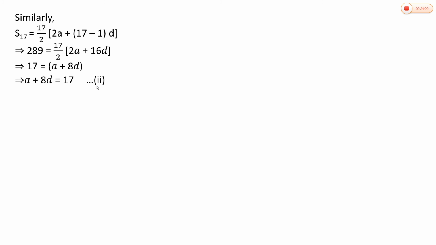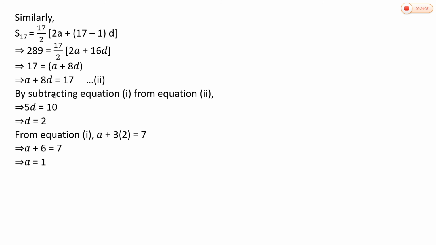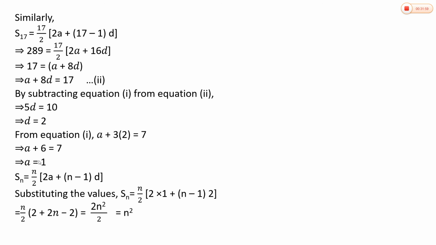Now you have equation number 1 and equation number 2. You have to solve these two equations and find the values of A and D. By subtracting equation 1 from equation 2, you will get the value of D as 2. Now substitute the value of D in either of the equations. Then you will get the value of A as 1. So you got the value of D as 2 and A as 1.